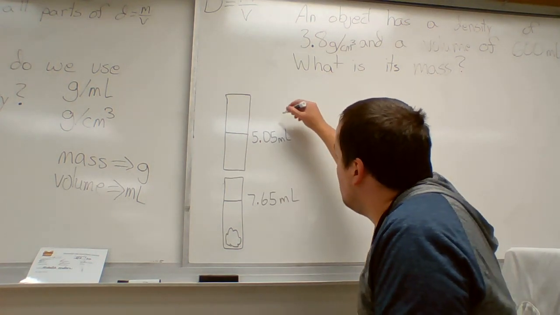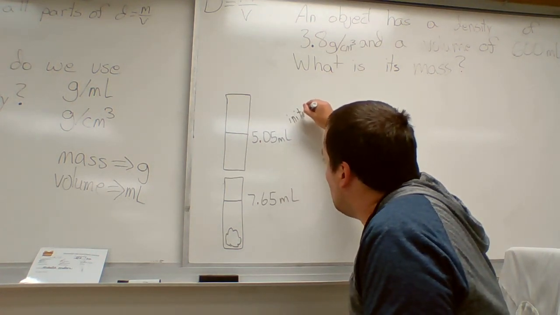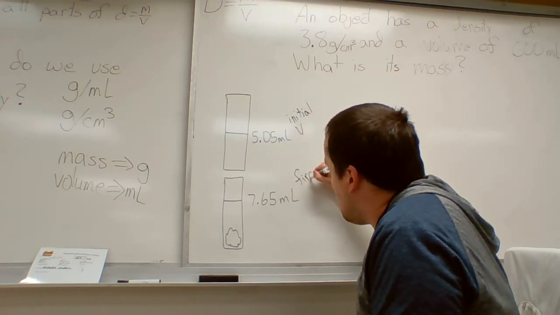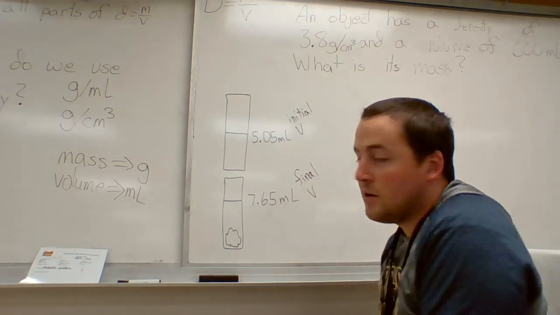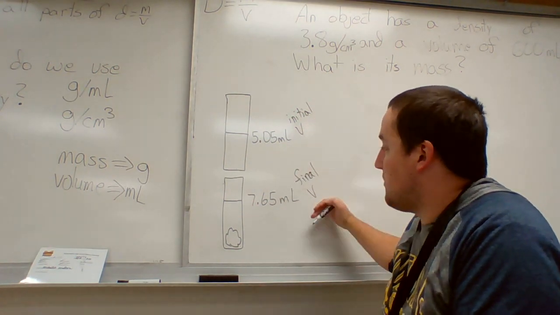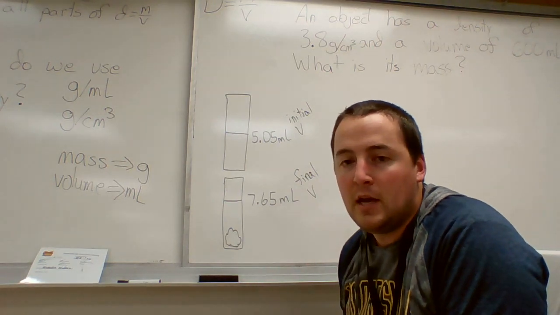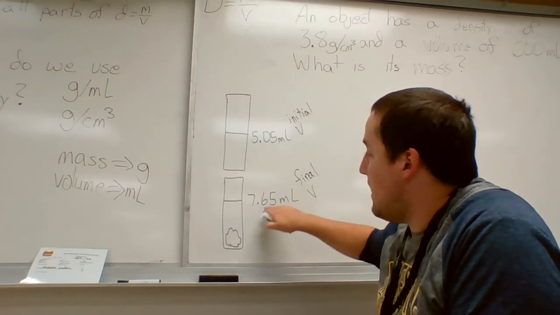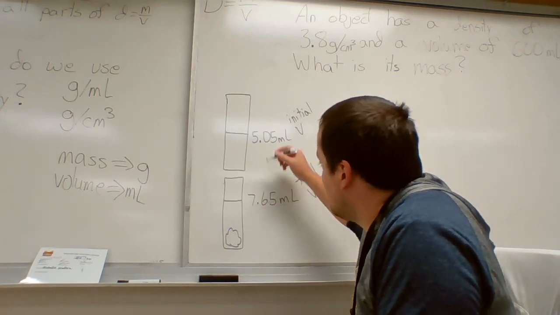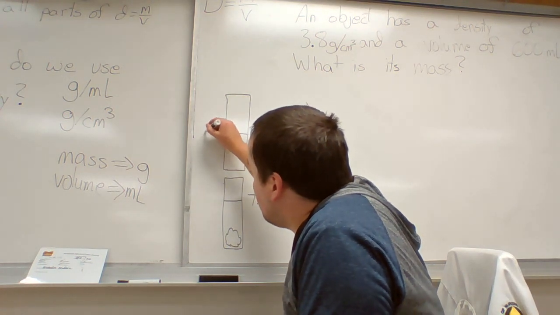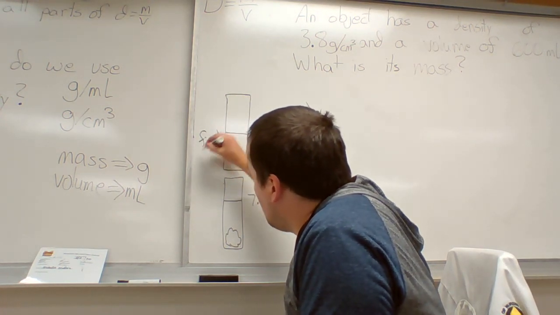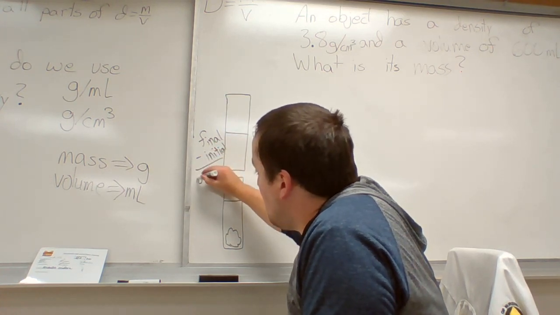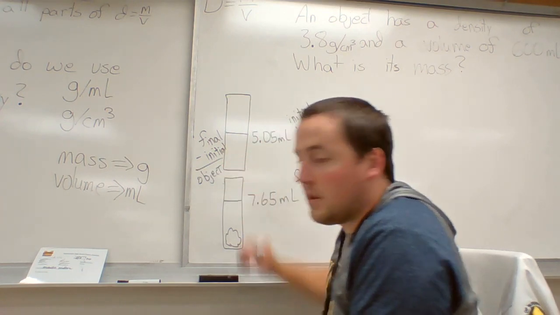Now, this right here would have been the initial volume. This right here would be the final volume. So we have our initial volume with no object and our final volume with the object inside. Now, to find the volume of the object, you just find how much the water rose. So you take the final minus the initial. And that will give you the volume of the object.